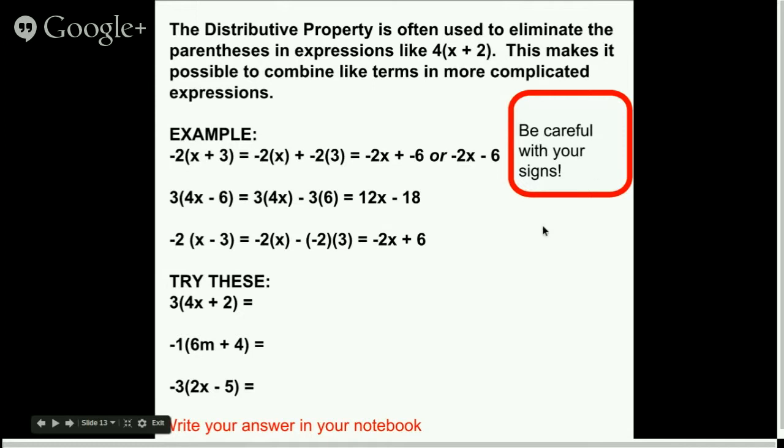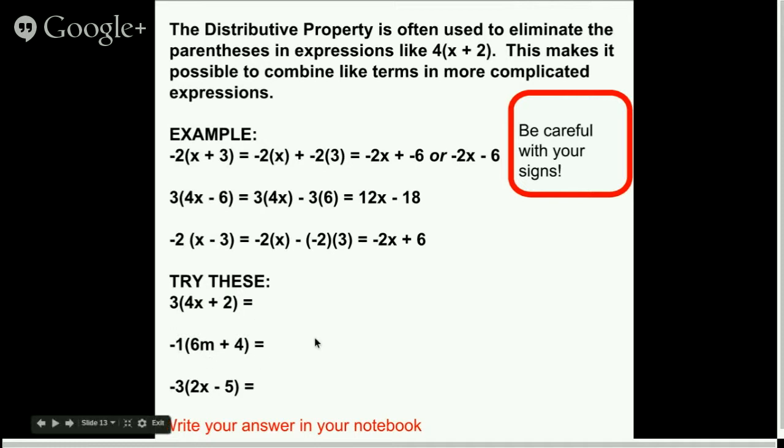Be very careful with your signs. Whatever sign it is, it stays. So negative 2x plus 3. The negative 2 goes out in front. So you get a negative 2x minus 6, or plus a negative 6. Both are correct. 3 times 4 is 12x. 3 times negative 6 is negative 18. Negative 2 times x is negative 2x. Negative 2 times negative 3 is positive 6.